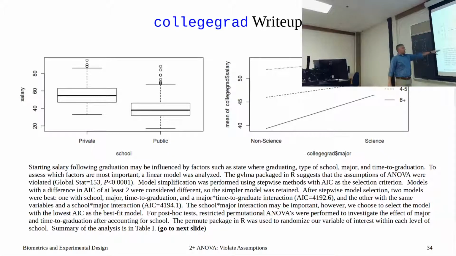Now, here's our total write-up. There are some things to really emphasize. One, I reported the global stat and p-value for our GVLMA. We used the GVLMA package to assess our assumptions, and we saw that the assumptions of ANOVA were violated. So for that, we had to use stepwise methods with AIC as a selection criterion. That is typically sufficient to explain what we did.